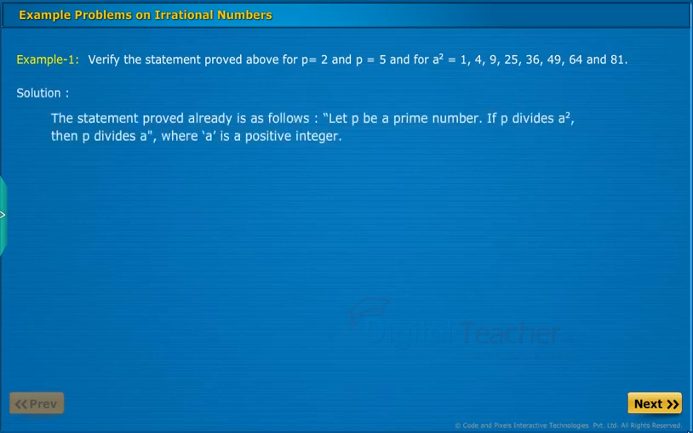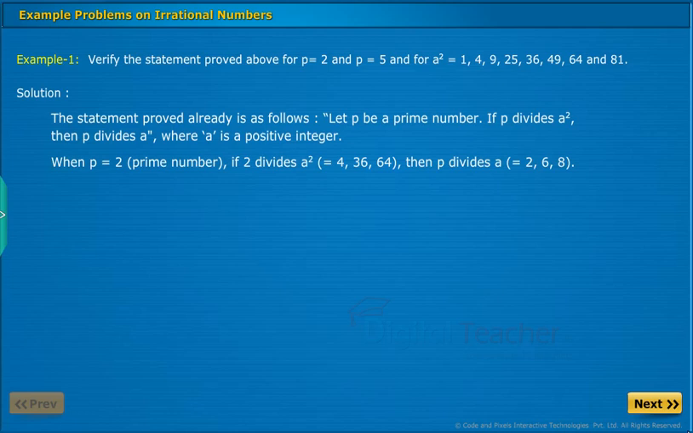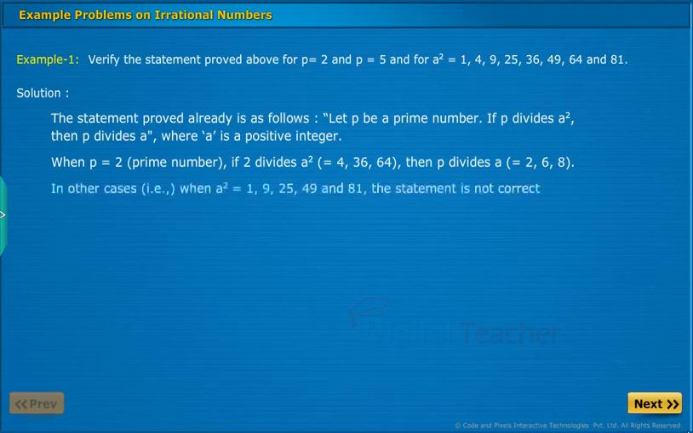From the statement we proved, that is, let p be a prime number. If p divides a squared, then p divides a, where a is a positive integer. For p equal to 2, if 2 divides a squared equal to 4, 36, 64, then 2 divides a equal to 2, 6, 8. In other cases, that is when a squared equals 1, 9, 25, 49 and 81, the statement isn't correct.